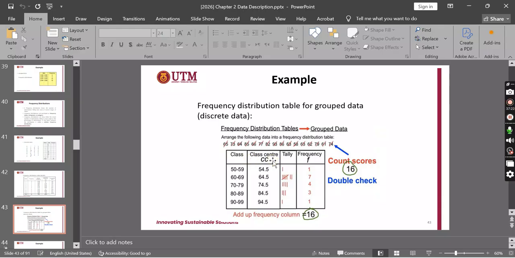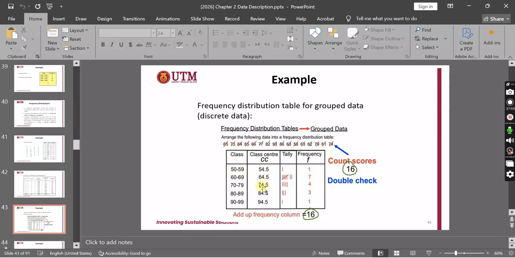Central class that you have to calculate. Central class or midpoint, sometimes we call it midpoint, and sometimes center, class center. How can we find these numbers? You have the class 50 to 59. So 50 plus 59 divided by 2 is equal to 54.5. This is the midpoint between the lower and the upper limit of the class.